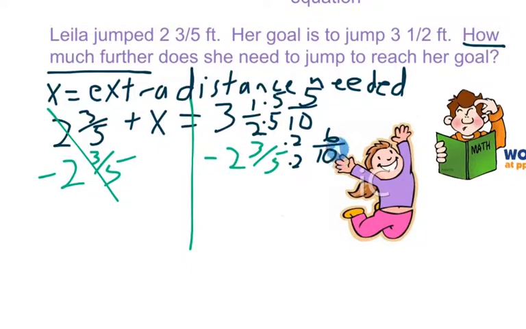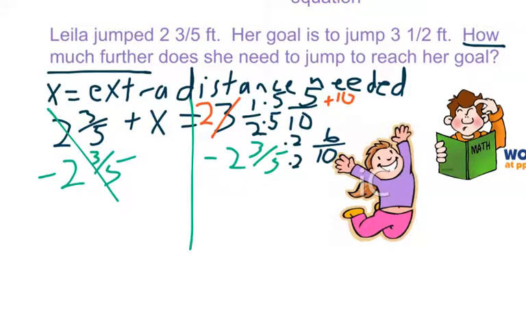Now I can't take 6/10 from 5/10. So I'm going to need to borrow. So if I take away 1 from the 3, now that's at 2. I'm going to give it back in the form of a fraction. So plus 10/10. And when I add 10/10 there, I get 15/10. Because 5/10 plus 10/10 gives me 15/10.